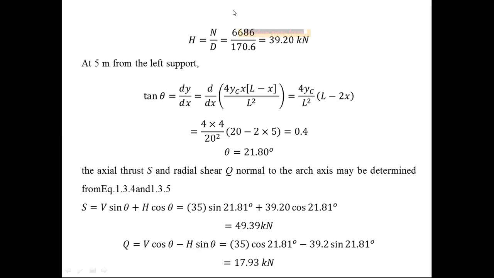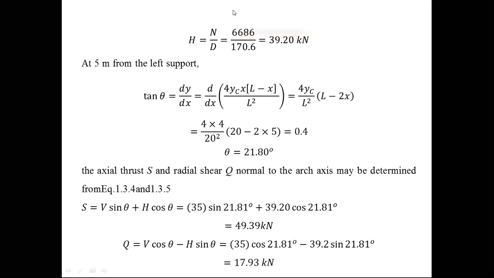So this is the way of calculating the axial thrust and radial shear. Hello, students? Yes, sir. For the same problem at the 5-meter section you find the maximum. No, not the 5-meter section.